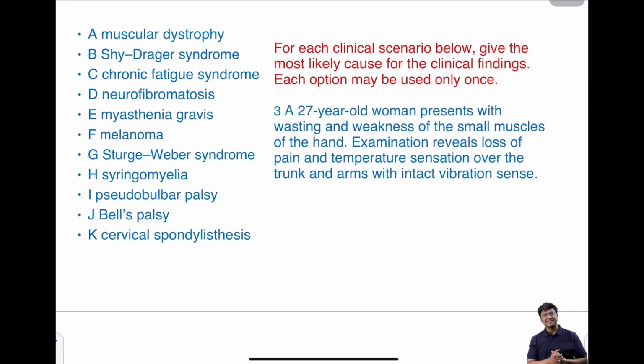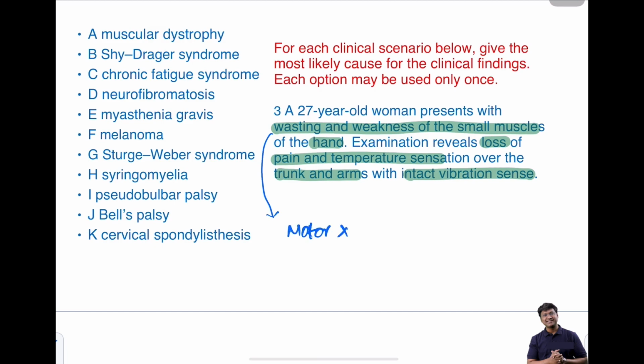Next, you take the third important clinical picture. A 27-year-old woman presents with wasting and weakness of the small muscles of the hand. Examination reveals the loss of pain and temperature sensations over the trunk and arms with intact vibration sense. So if you see this clinical picture, how is it? Now, wasting and weakness of small muscles of the hand, so this is the motor function which is being lost. And loss of pain and temperature means your spinothalamic tract sensations are lost. There is intact vibration sense, that means the dorsal column sensations are present.